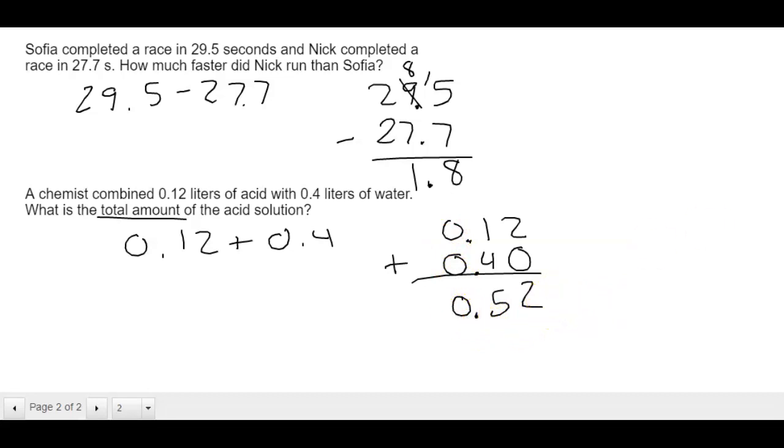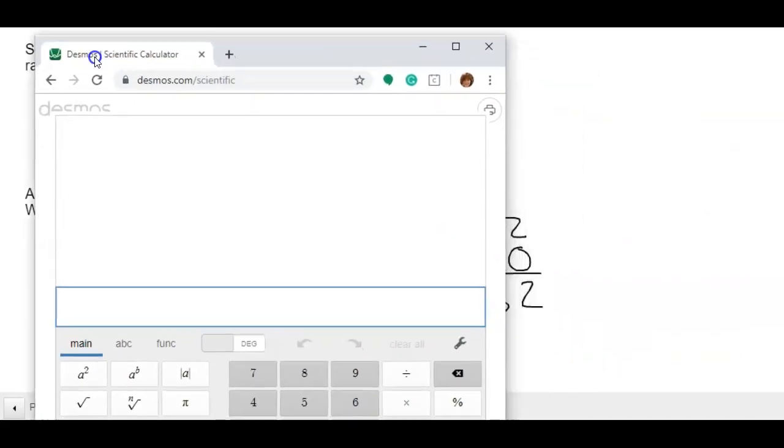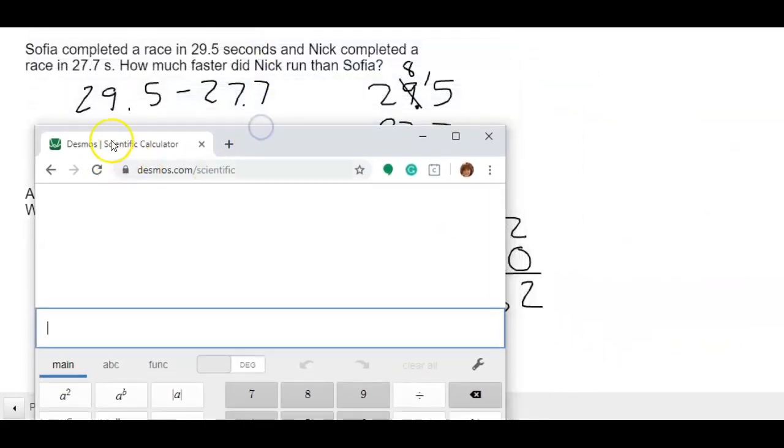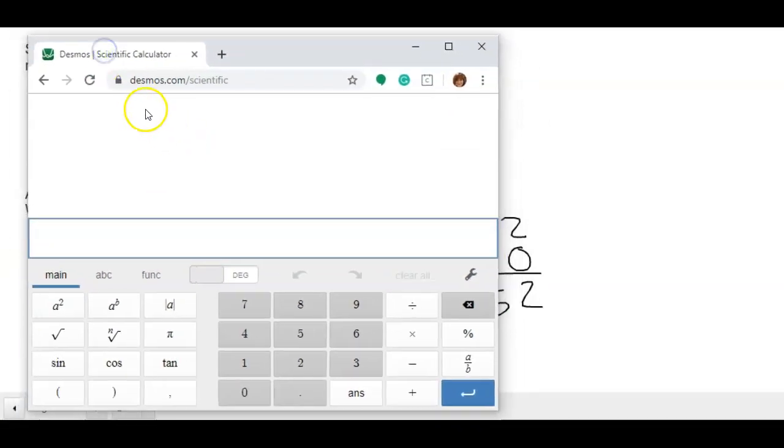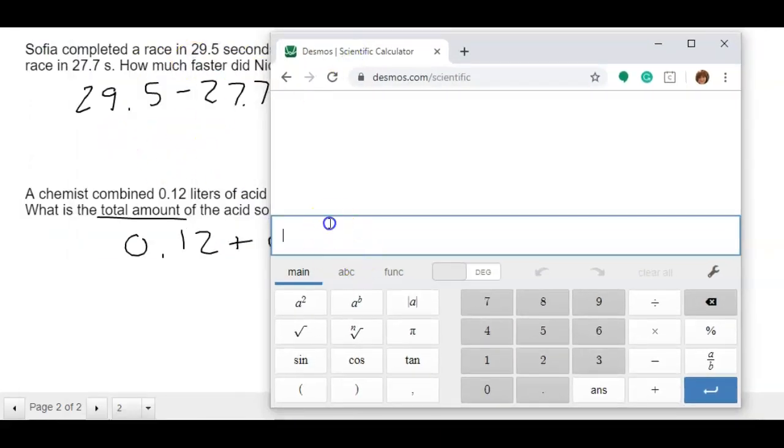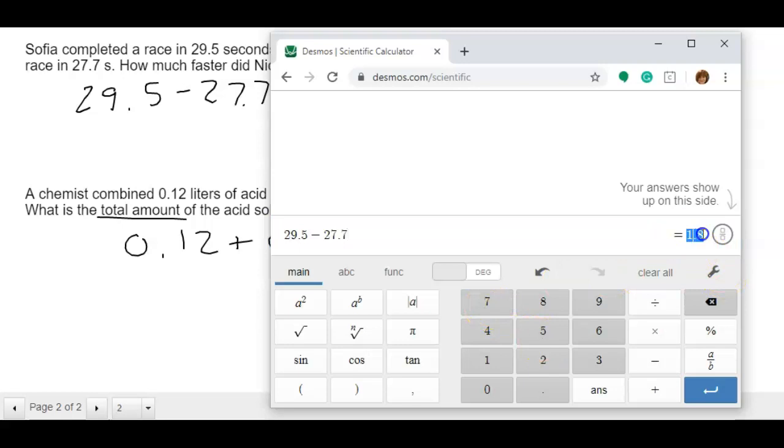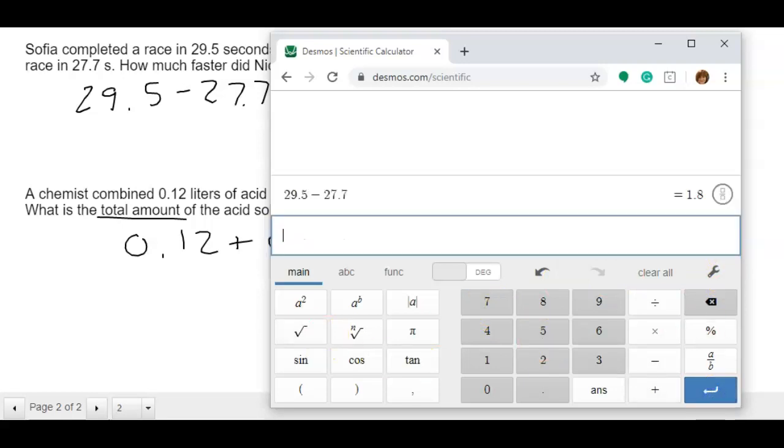Now in both these problems, you can also utilize a calculator. You can use whatever calculator you prefer, but one of my favorites is the Desmos Scientific Calculator, and we would just type them in. So 29.5 minus 27.7. So I just used my keyboard. You could also click with a mouse, or you can download this as a cell phone app. And it just shows our answer over here, 1.8. We can also do the addition, 0.12 plus the 0.4, and it will automatically add it for you.